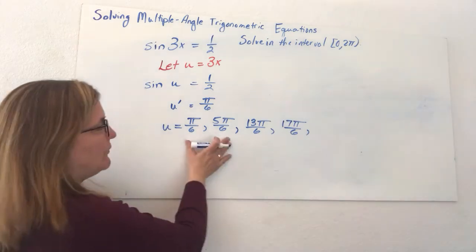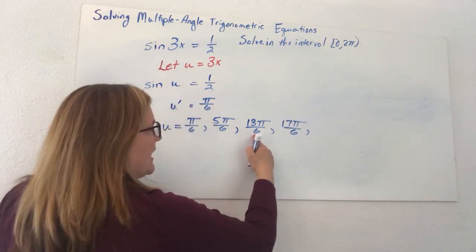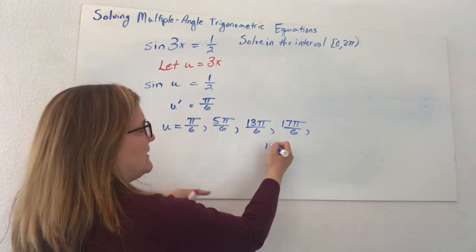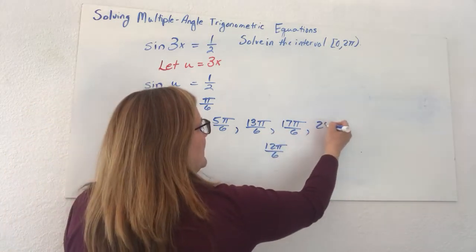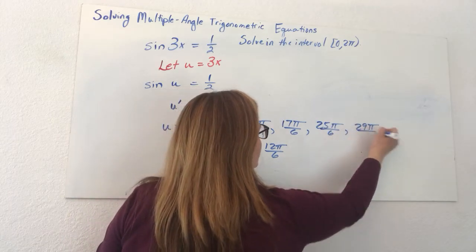Now we have 2 full rotations. We're going to have another full rotation, so we're going to add 2 pi. And remember, when you're adding 2 pi, you could think of it as adding 12 pi over 6. It makes the arithmetic a little bit easier. So we have 25 pi over 6, and we have 29 pi over 6.